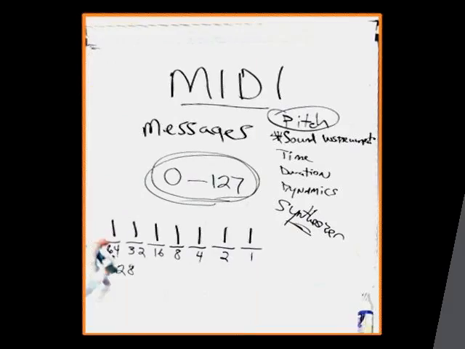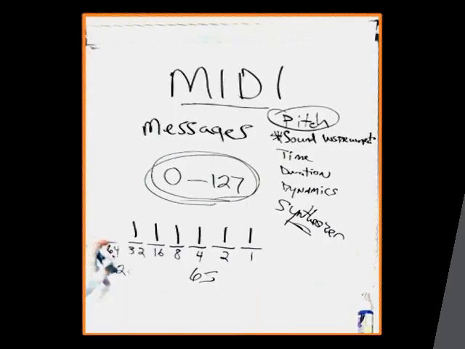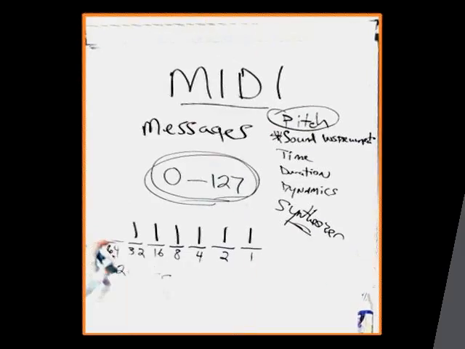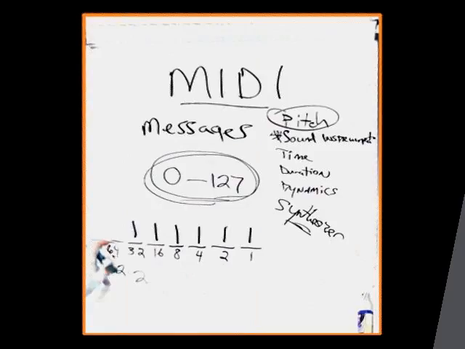If I went with 6-bit, the most I could come up with is 63, right? And that's not enough keys for the piano. And if I went with an 8-bit, we have 255. And at the time, they thought, well, that seems unnecessary, so let's just go with 7-bit. Okay, so MIDI is in 7-bit notation. MIDI is 7-bit.